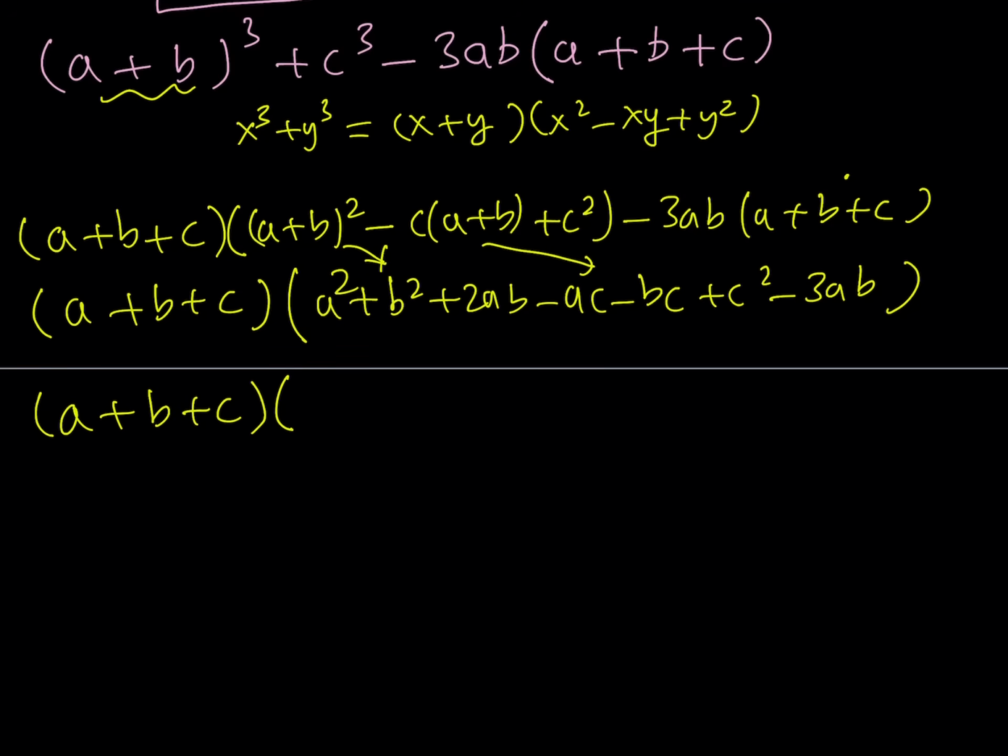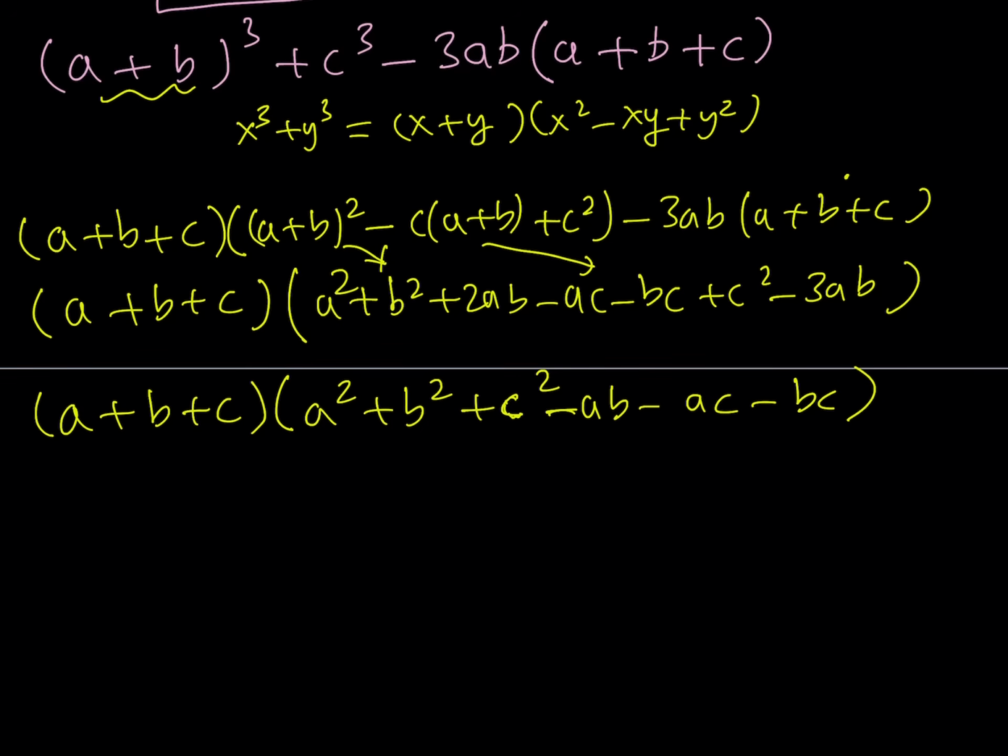Let's go ahead and simplify the second one. How can I do it? Well, I have 2AB minus 3AB, so I can go ahead and subtract those, and that should be minus AB. But first of all, let's write A squared plus B squared plus C squared minus AB minus AC minus BC.